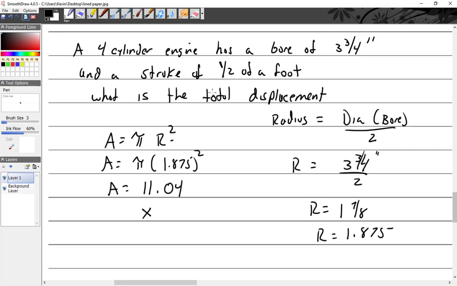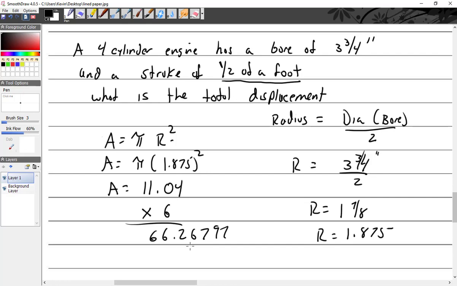6 inches. Why 6? I didn't write 6 up here anywhere. Because it's half of it. Half a foot. Yeah, being tricky right there. So times 6 inches. That's 6 inches. So times 6, I get 66.26797 and some other numbers.